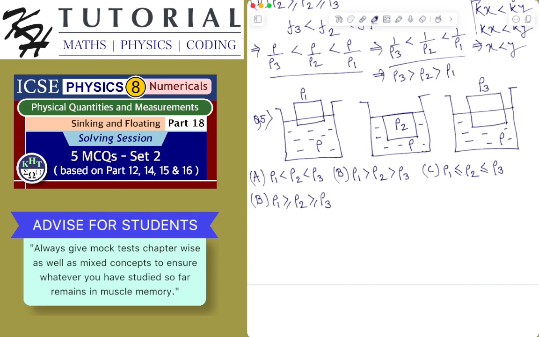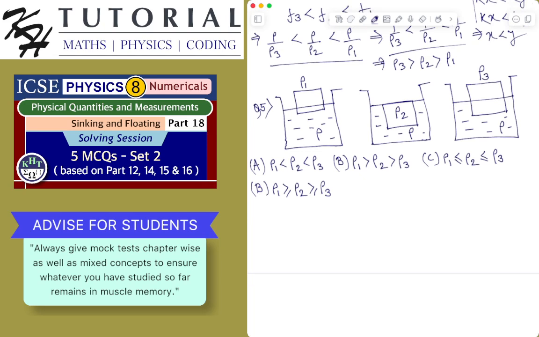Okay. Now what can we say? Clearly, since in the second figure the body is floating but fully immersed, I can say rho 2 is equal to rho, because when the density of the body is equal to the density of the liquid, we know it floats fully immersed.